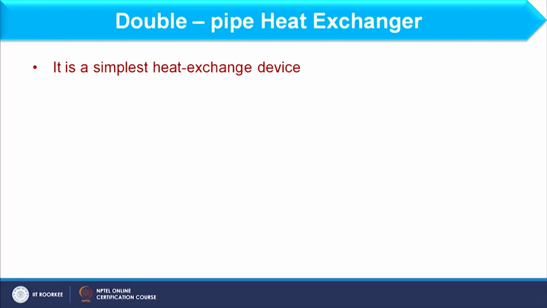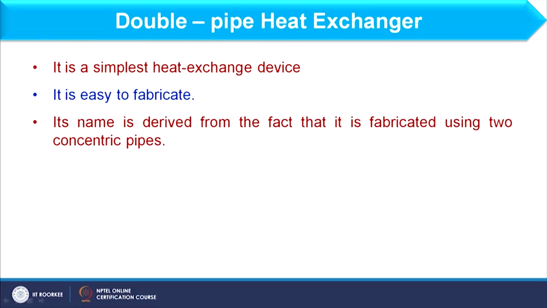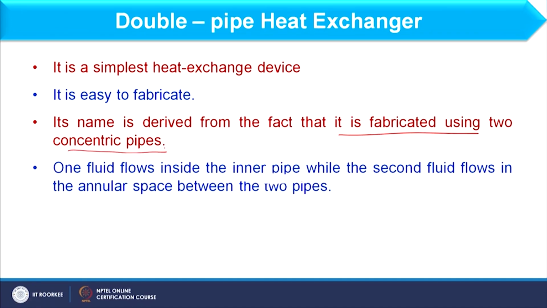So the first heat exchanger I am considering is the double pipe heat exchanger. You all know that it is the simplest heat transfer unit or heat exchange device. The structure is simplest, and as it is simplest, it is very easy to fabricate because we need only two pipes which we can insert one over another, and the exchanger is made. As the name says, it is fabricated using two concentric pipes, and therefore it is called a double pipe heat exchanger.